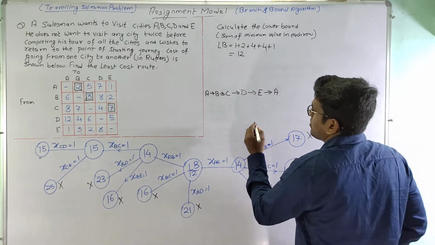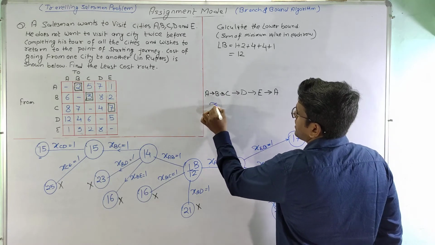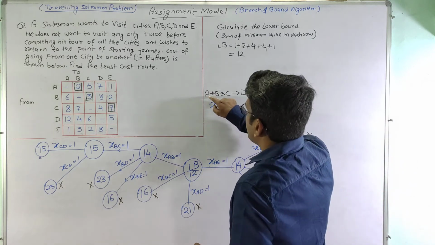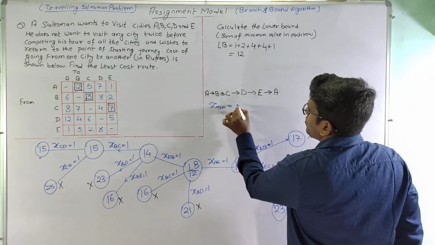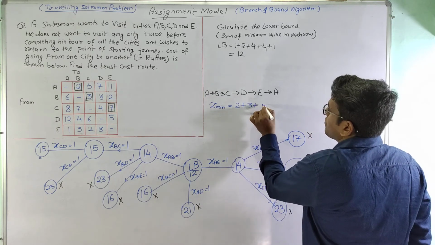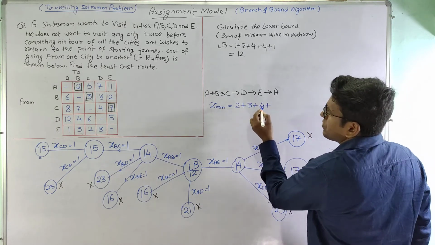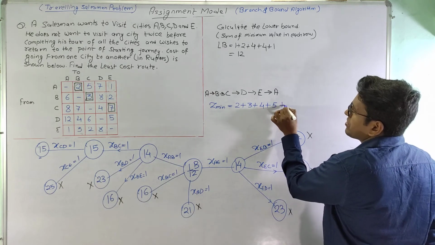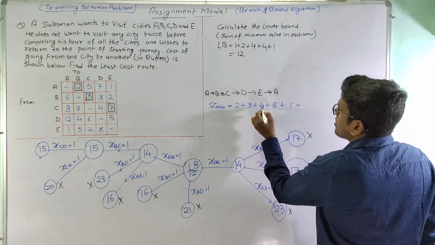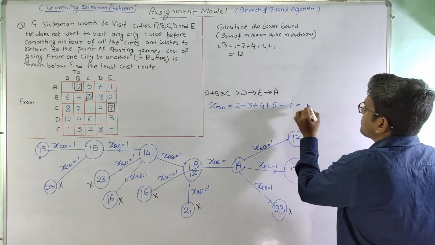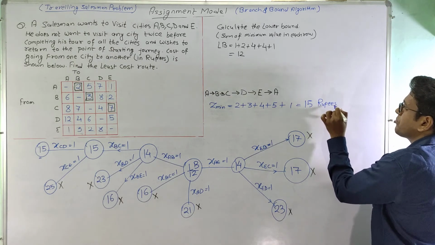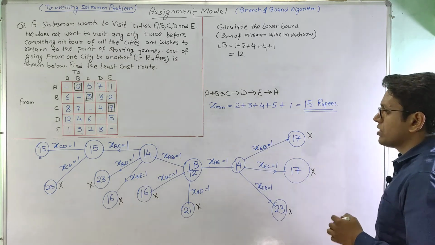So after seeing this, let us calculate the value of z minimum. It will be given as A to B is 2 plus B to C is 3 plus C to D is 4 plus D to E is 5 plus E to A is 1, and this will be equal to, this is 5 plus 5, 10, 15. This is 15 rupees.